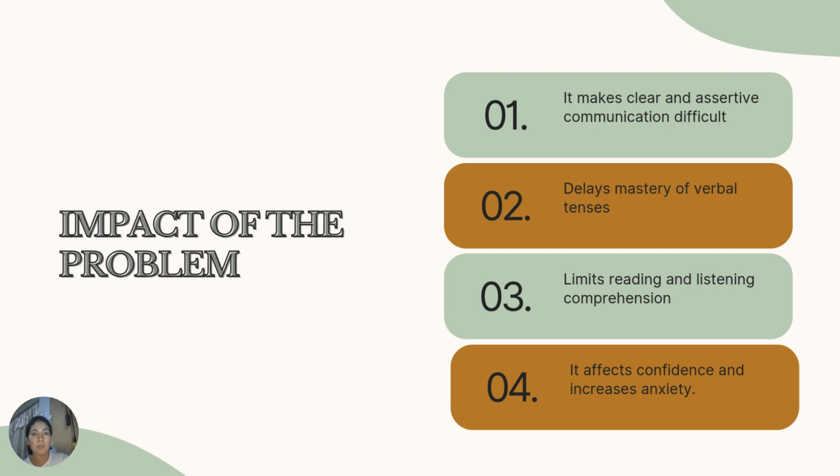It means that when we don't know how to use the verb in different tenses, for example, if we are talking in a present tense, in a past simple and present continuous, but we don't know how to use the verb, and even we don't know how to use the grammatical structure, we cannot communicate in an assertive and clear way. So, as we have here in the third impact, it limits reading and listening comprehension. The people cannot understand what we are saying, and we cannot understand the people when they are talking to us.